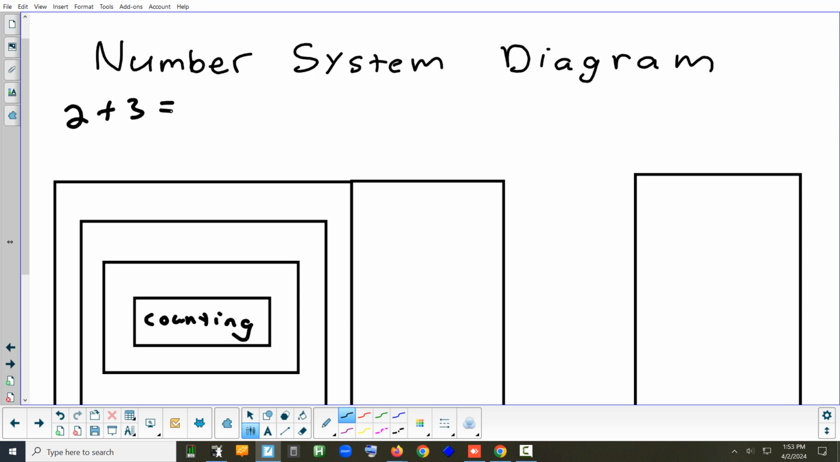Yes. What do I get? 5. Let's try something else. Let's take the same 2 counting numbers and multiply them. If I multiply 2 times 3, do I get a counting number? Yeah. All right. Let's try taking the same 2 counting numbers and subtract them. If I subtract 3 from 2, do I get a counting number?